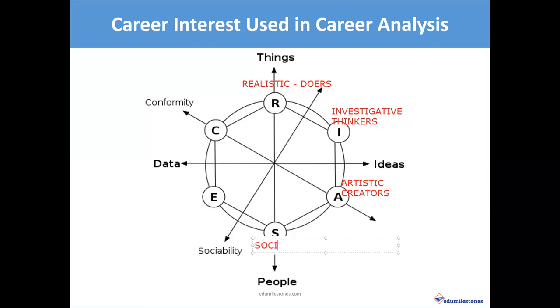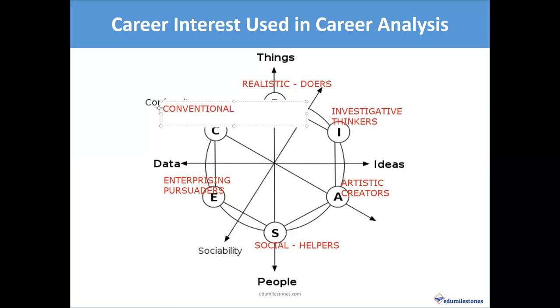S stands for social interest. People with social interest are called helpers. E stands for enterprising interest. People with enterprising interest are called persuaders. C stands for conventional interest. People with conventional interest are called organizers.